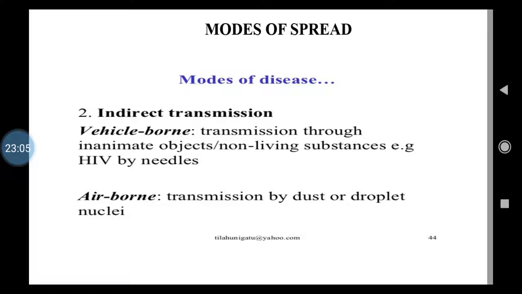Any example of arthropod borne disease we can mention here, like malaria, plague or typhus fever. Then fomite borne. Contaminated articles that are used by the patient can also act as a source of infection, and that will come under fomite borne transmission.